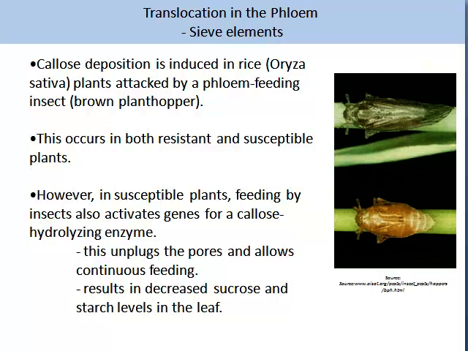Callose deposition is induced in rice plants attacked by phloem-feeding insects such as the brown planthopper or aphid. This occurs in both resistant and susceptible rice plants. However, in susceptible rice plants, feeding by insects also activates genes for the callose-hydrolyzing enzyme. This unplugs the pores, allows continuous feeding, and results in decreased sucrose and starch levels in the leaf.